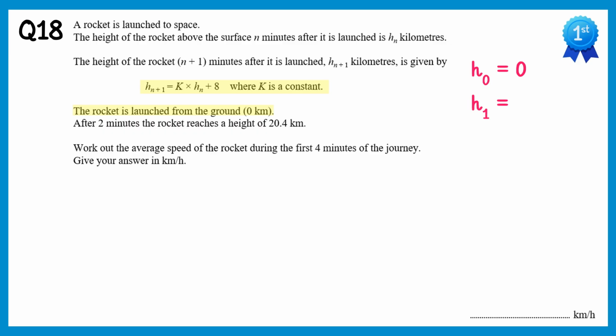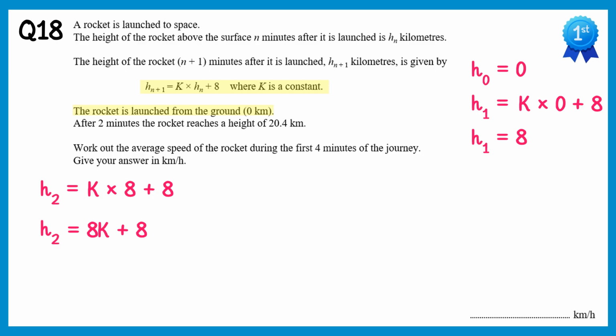To work this out, we're going to substitute h0 into the formula. So it says k times hn, and that's our 0, so k times 0, and then plus 8. Anything times 0 is just 0, and then if you add 8, you get 8, so the value of h1 is 8. Now we can use this value of h1 to get h2. So the height after 2 minutes will be k times the previous one, which is 8, and then plus 8. K times 8 is just 8k, so we could write this as h2 equals 8k plus 8. Now we actually know the value of h2, we're told it in the question.